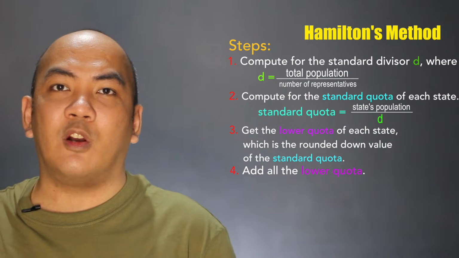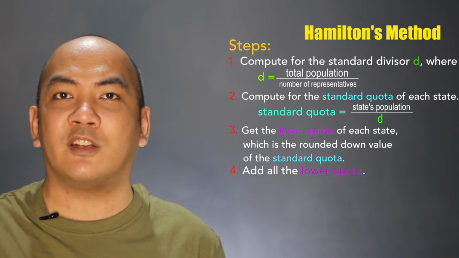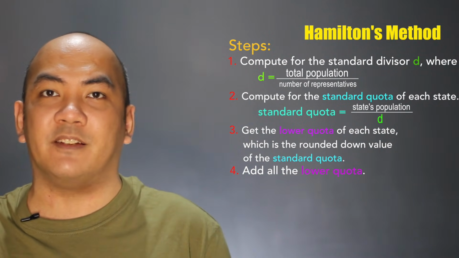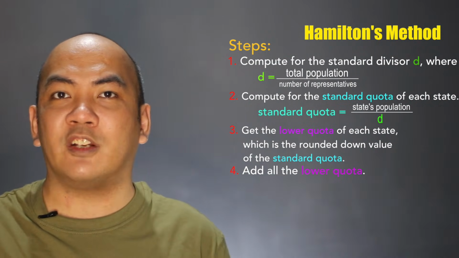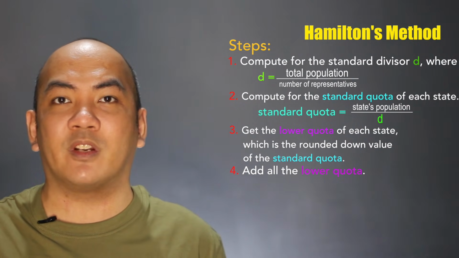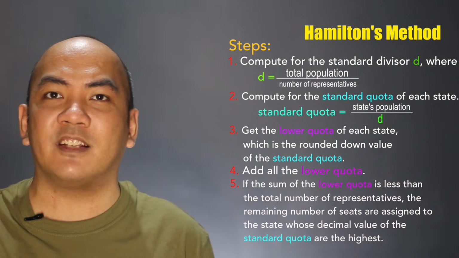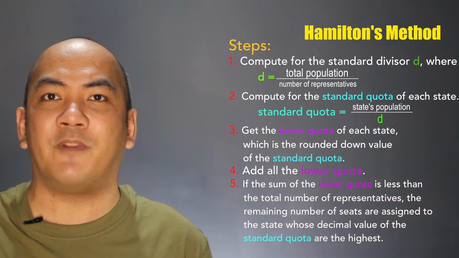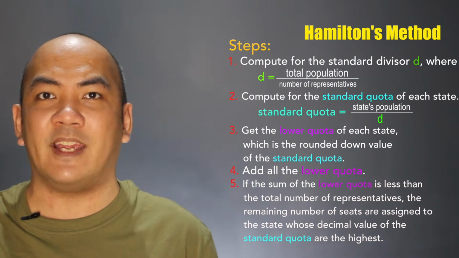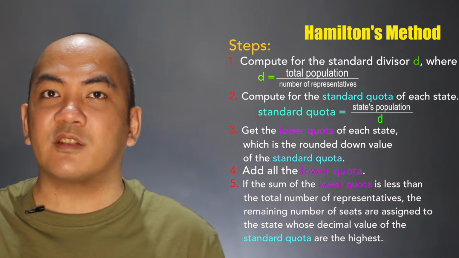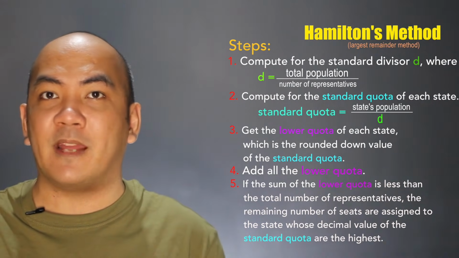Next is add all the lower quotas and check if it is equal to the total number of seats or representatives. If it is already equal to the number of seats or representatives, then we're done with the apportionment. But if not, the remaining number of seats or representatives will be assigned to the states whose decimal values of the standard quota are the highest. That is why the Hamilton's method is also called the largest remainder method.